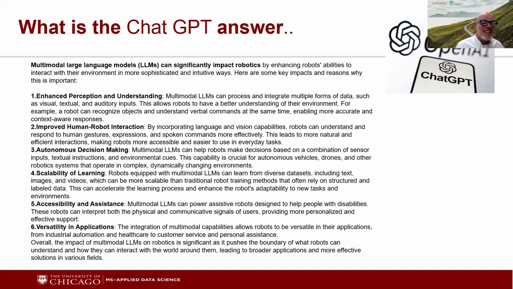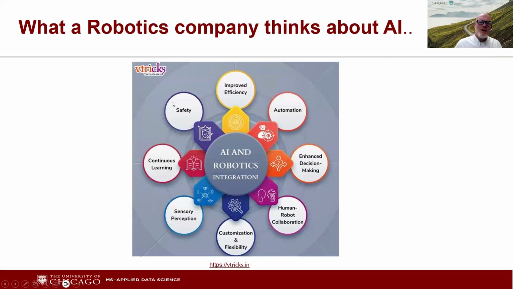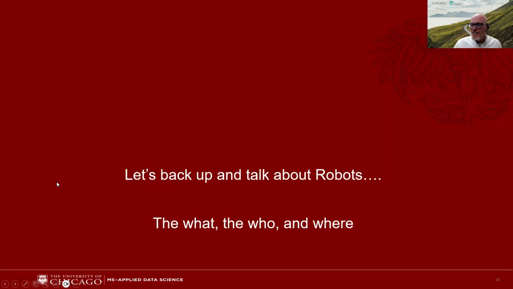We have to really rethink what it's like to interact with technology. What's plagiarism? All these things are turned up on their head. Robotics is a fun field to explore some of this. But okay, what does a robotics company think about AI? So there's this company, Vtrix. It's in India, and they produce bots for a bunch of things, right? The main thing here is sensory perception. Bots have sensors, and there's a lot to do with that.